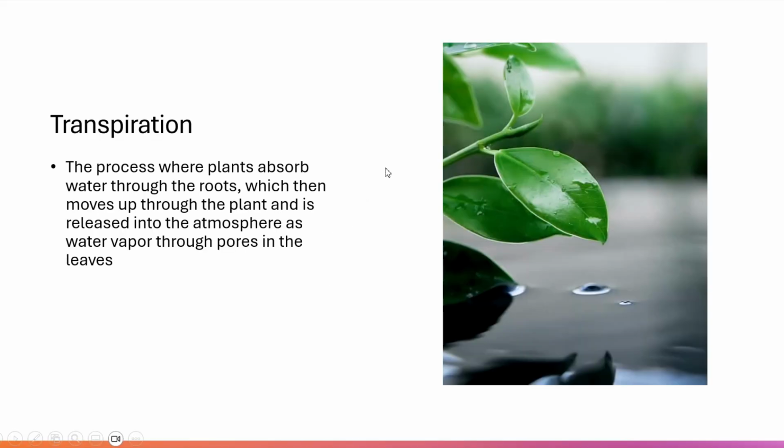Safe. Transpiration. This is the process where plants absorb water through the roots, which then moves up through the plant and is then released to the atmosphere as water vapor through pores in the leaf.